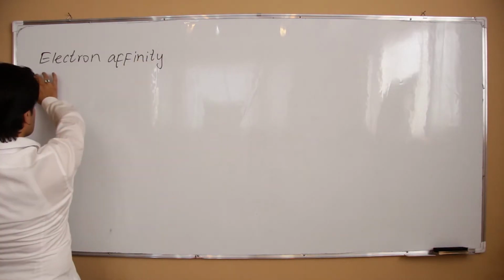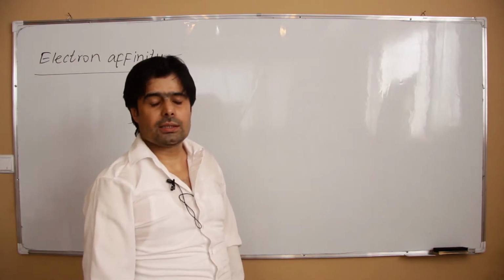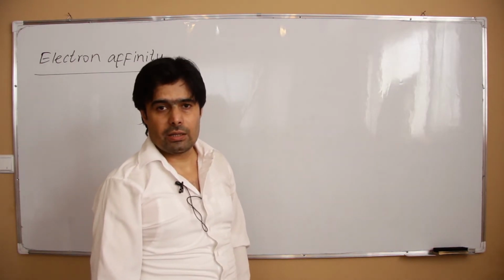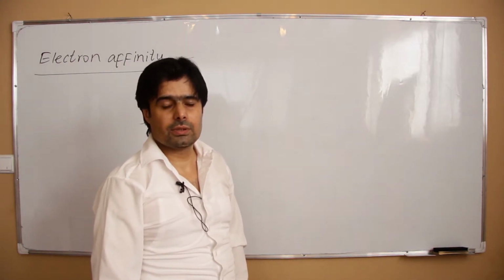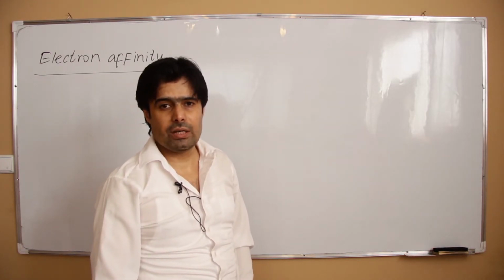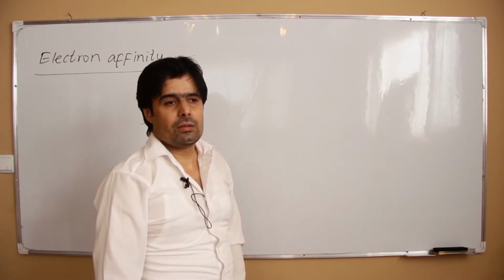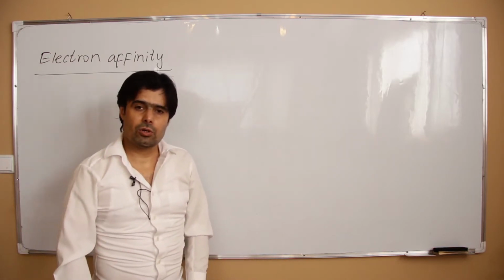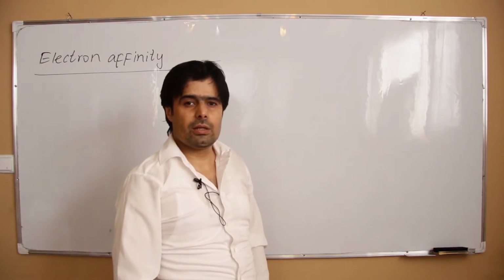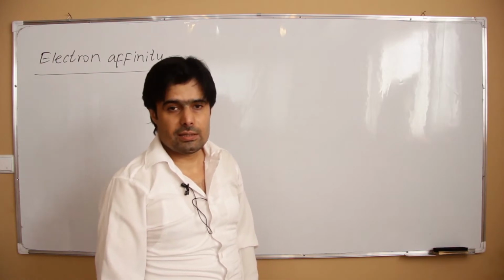In this lecture, you will find the definition of electron affinity and successive electron affinity. What are the signs for the successive electron affinity, and what's the difference between electron affinity and electron gain enthalpy. And in the next lecture, we will talk about the factors of electron affinity and variation in the periodic table with best examples.